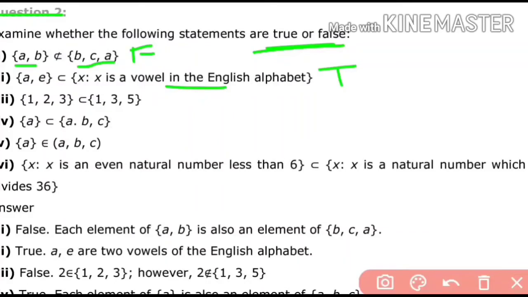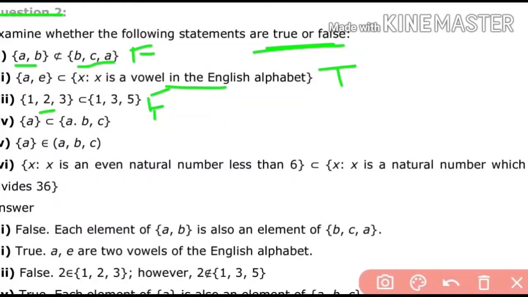Next is {1, 2, 3} is a subset of {1, 3, 5}. Look here, you can check this 2. 2 is not present in the second set. So for a subset, all the elements should be present in the right-hand side. Here this 2 is not present, and it is given that it is a set. This is not a subset, so it is false.